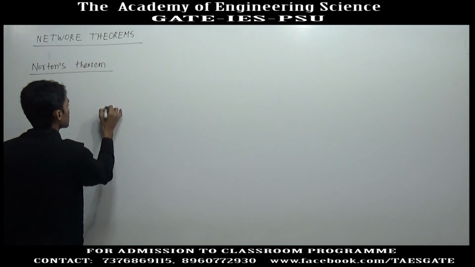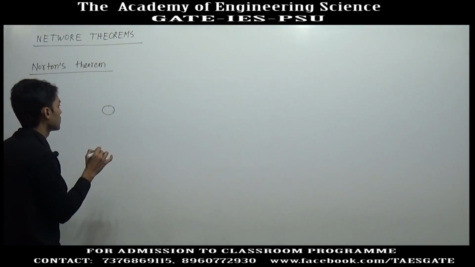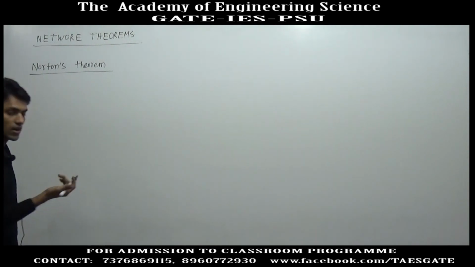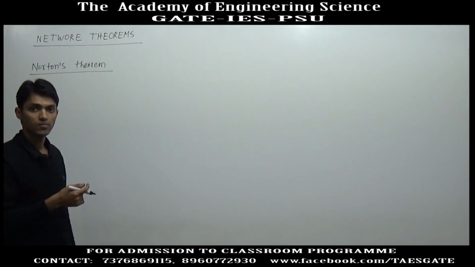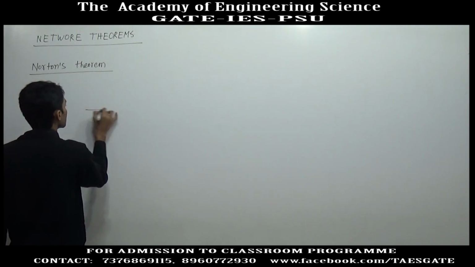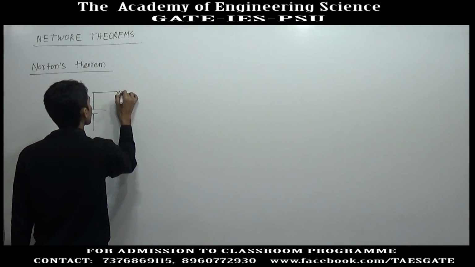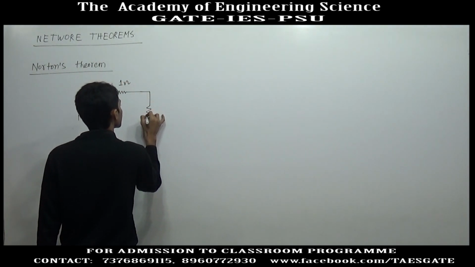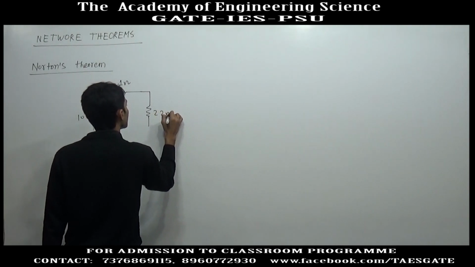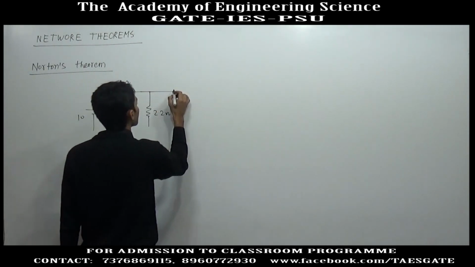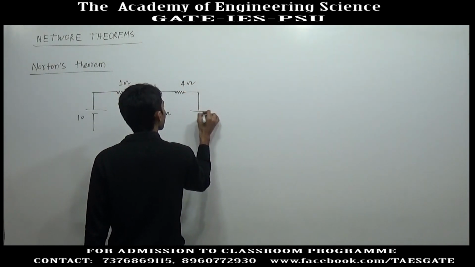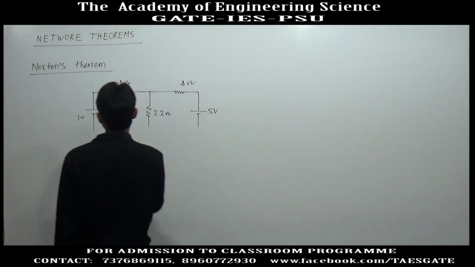We will take the same example as we took in case of Thevenin theorem, and we will find out the amount of current using Norton's theorem, and we will verify it. This is 10 volt, this is 1 ohm resistance, this is 2.2 ohm load resistance, and this is 4 ohm, and this is 5 volt.